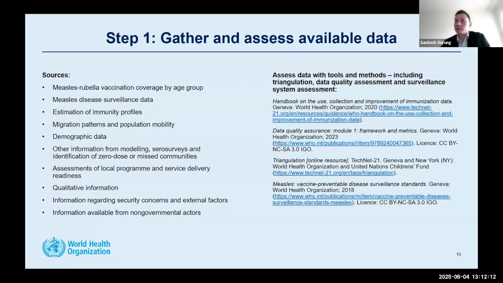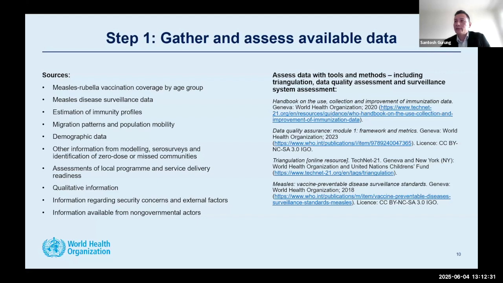For targeted and selective strategies, you have sources like the vaccination coverage by age group. You have the measles case-based surveillance data that comes in on a weekly basis, on a monthly basis. It really differs from country to country. And then you have the estimation of immunity profiles, which I will be talking about.